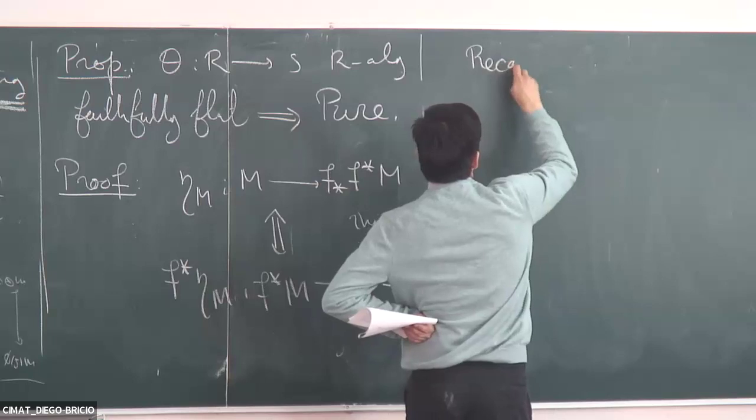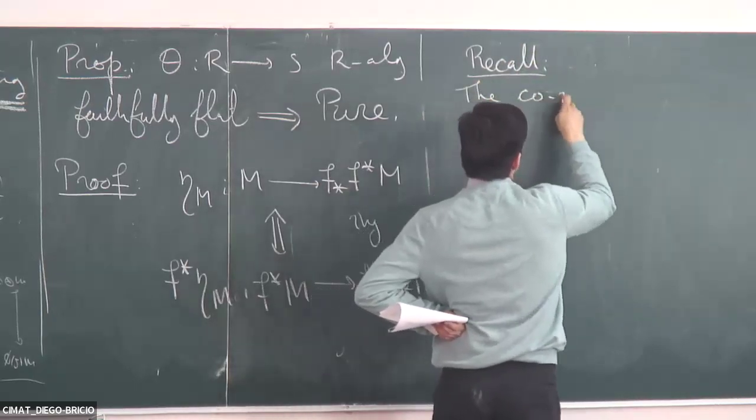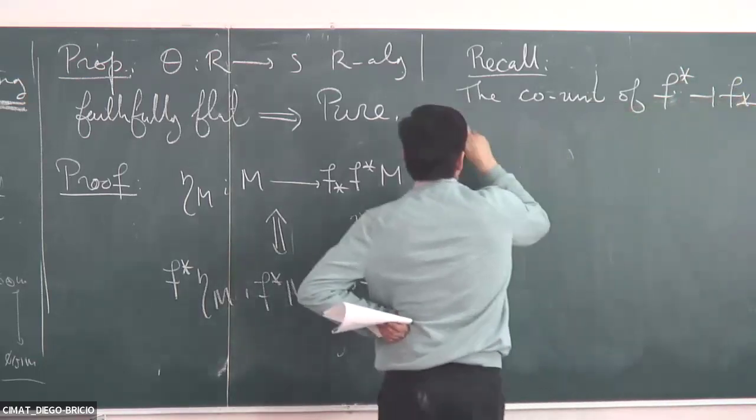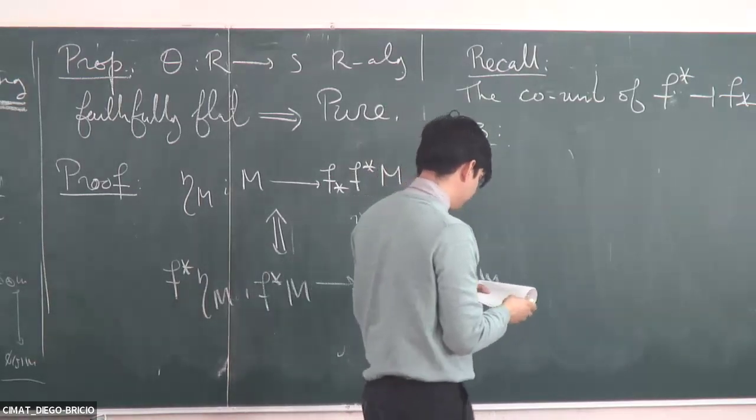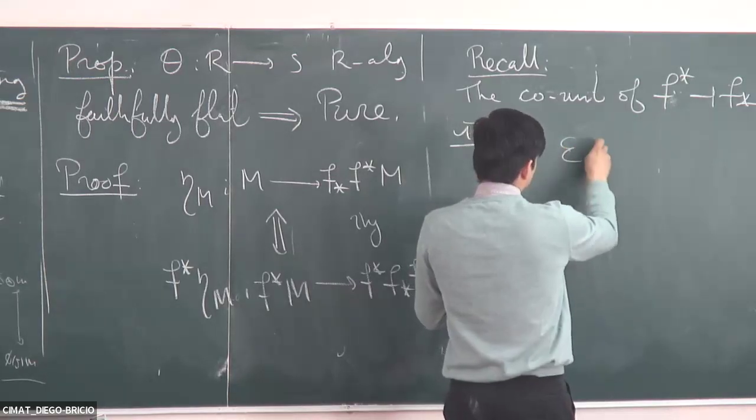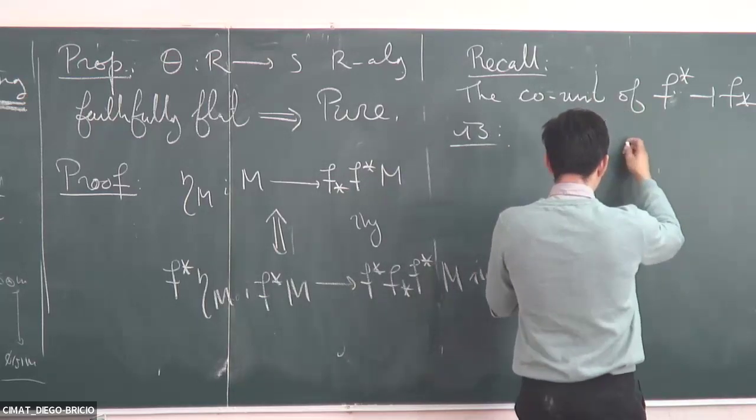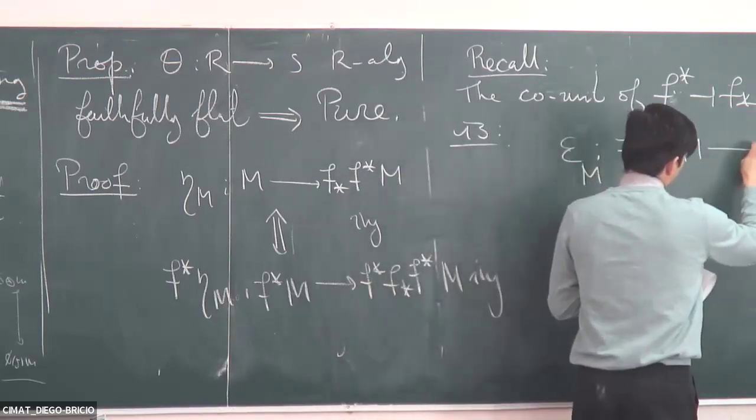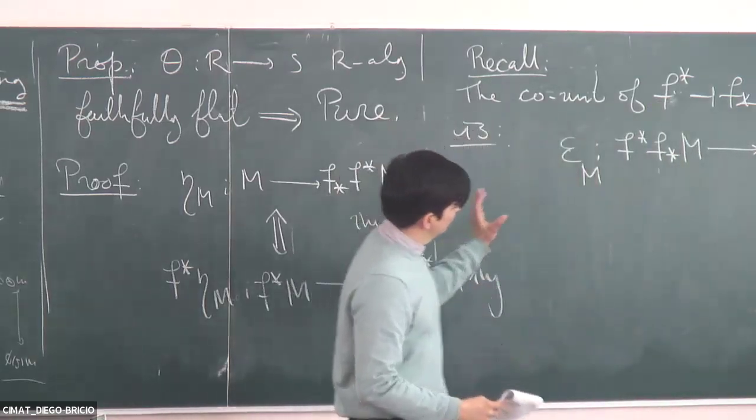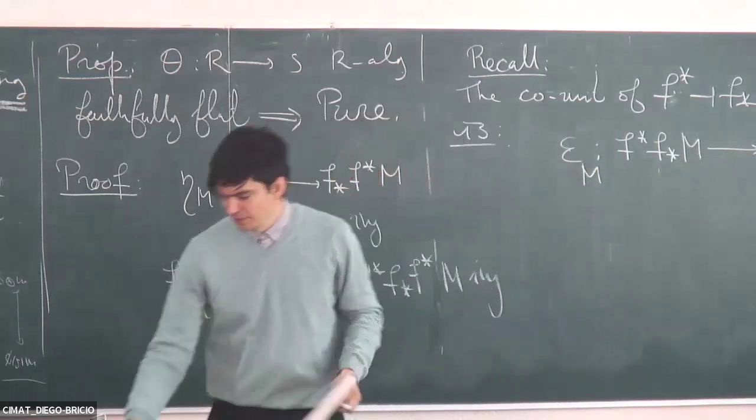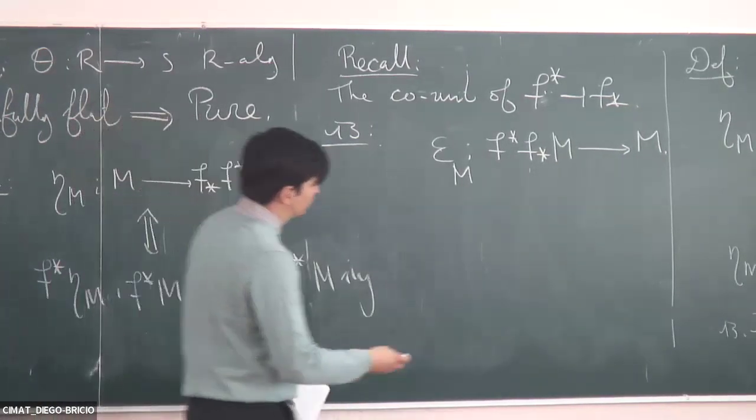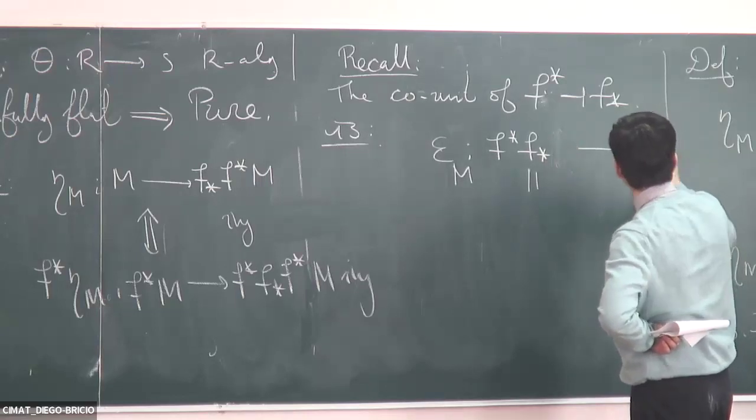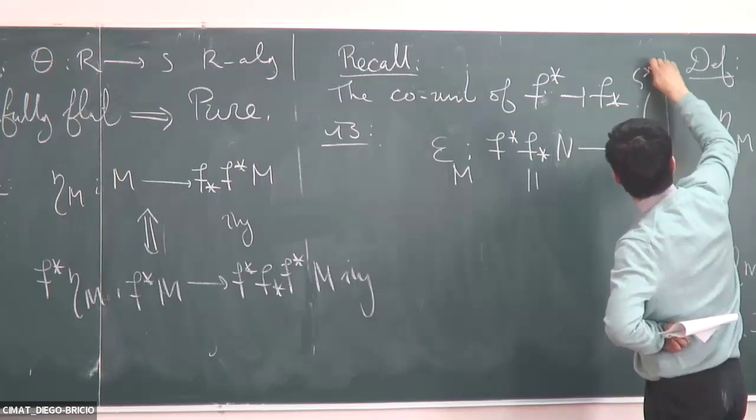So recall, the co-unit of put back here, push over here, we call it epsilon, and it's supposed to go from pull back, push forward, let's say epsilon m, okay? It's a natural transformation to the identity, right? So the co-unit goes to the identity, the unit goes from the identity. Okay. And how does this work? This is super explicit, right? So what on earth is this? Oh, sorry, this is not an m, this is bad notation. There should be an n, where n is an S module, right?